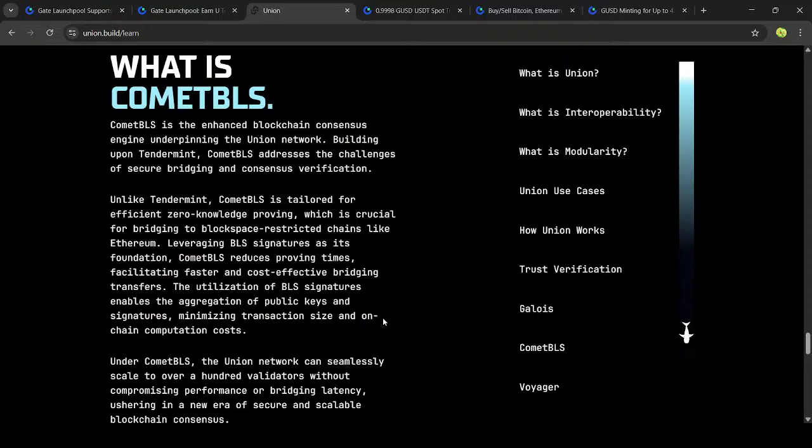So what is CometBLS? CometBLS is the enhanced blockchain consensus engine underlying the Union network, and it addresses the challenge of secure bridging of consensus verification. Unlike traditional approaches, CometBLS is tailored for efficient zero-knowledge proving, which is costly and restricted on chains like Ethereum. Its foundation is BLS signatures, reducing proving time and facilitating faster, cost-efficient bridging and transfers. The utilization of BLS signatures enables aggregation of public keys and signatures, minimizing transaction size on chain and computation cost.